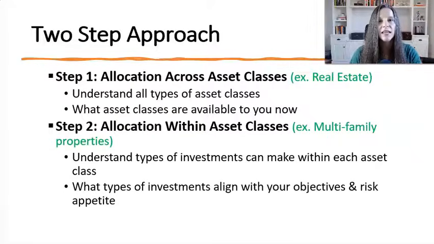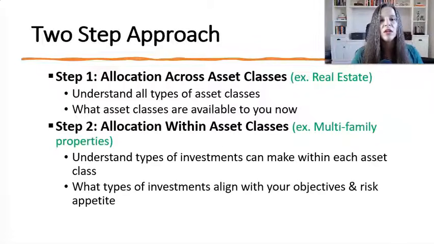First, you have to allocate across each asset class. So what's an asset class? Like the stock market, like real estate, like private equity, like venture capital, like cryptocurrency. These are different asset classes. So to do that, you need to understand what are the different types of asset classes out there. It's not just stocks and bonds. There are a wide range of different types of asset classes. So to start with, you need to understand all the different types of asset classes that are available.